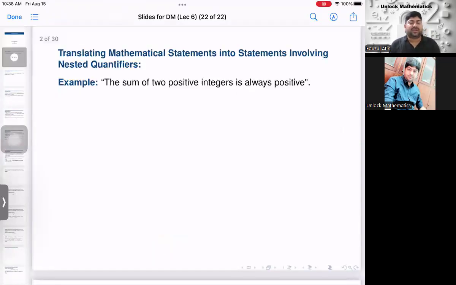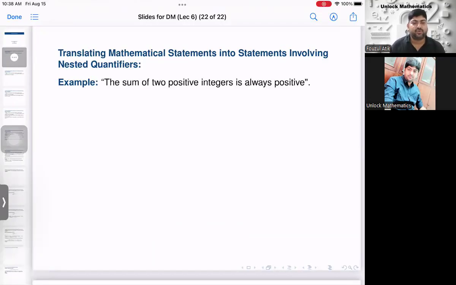Okay. So, translating mathematical statements into statements involving nested quantifiers. And nested quantifiers means what? That more than one quantifier is involved, right? So one quantifier is within the scope of the other. So we'll see. Look at the first example.